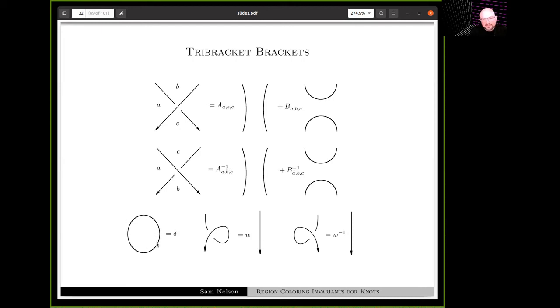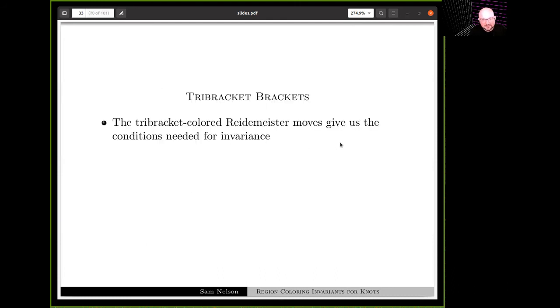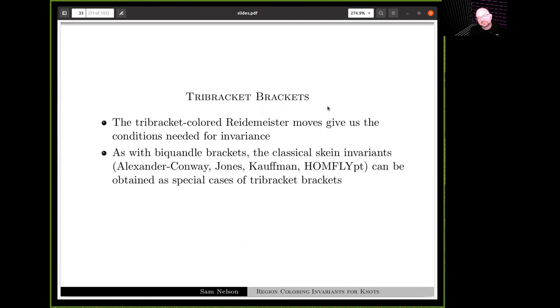And the value of a circle will be delta, and the value of a positive twist will be W, and the value of a negative twist will be W inverse. And so if you read that paper, which is also published, although in that case, the published version has some typos that got introduced in the publication process. So I would recommend just reading the version that's on arXiv. But in any case, the tribracket colored Reidemeister moves give us the conditions needed for the invariants of these tribracket brackets. And just as in the case with biquandle brackets, you can obtain the classical skein invariants like the Alexander-Conway polynomial, Jones polynomial, the Kauffman two-variable polynomial, the HOMFLY polynomial. Those can all be considered as special cases of tribracket bracket invariants. But there are additional invariants that at least aren't obviously the same as these other ones.